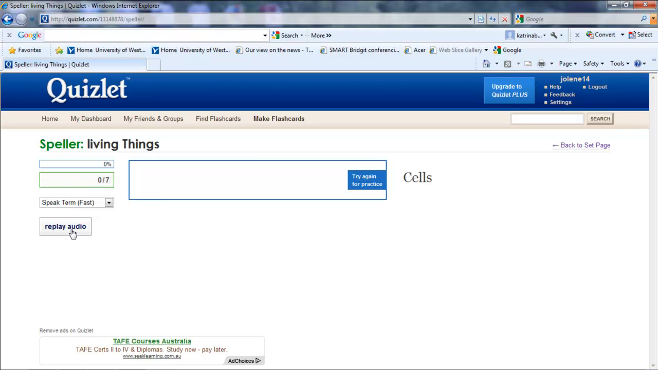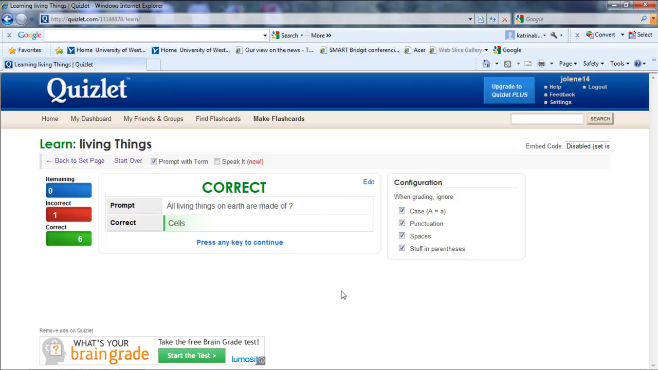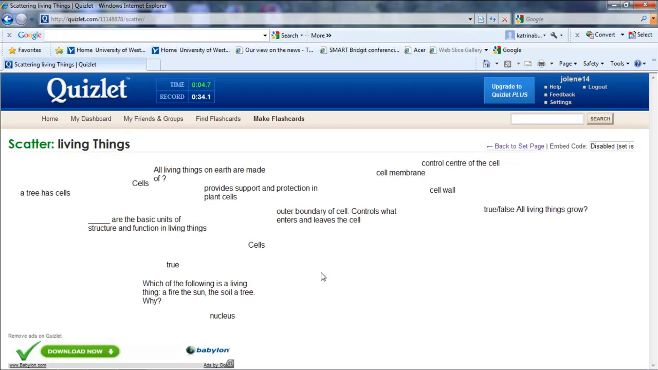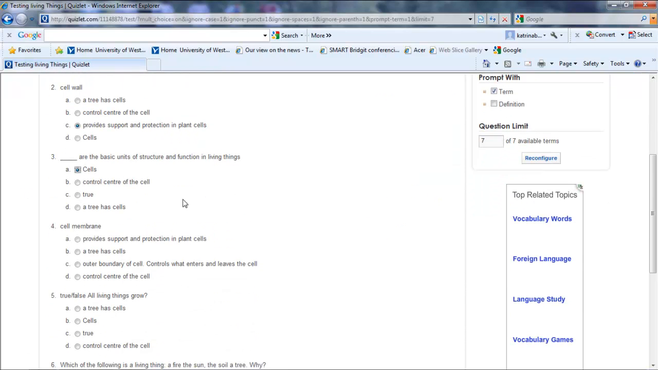Farabendi 2007 discusses the importance of practicing literacy skills in an interactive way to keep students engaged and motivated. Learn keeps track of everything you know and don't know and is also audio prompted. Scatter is games-based and is fun and interactive. Students are racing against the clock and their own records. The test can generate multiple choice questions and is student graded.